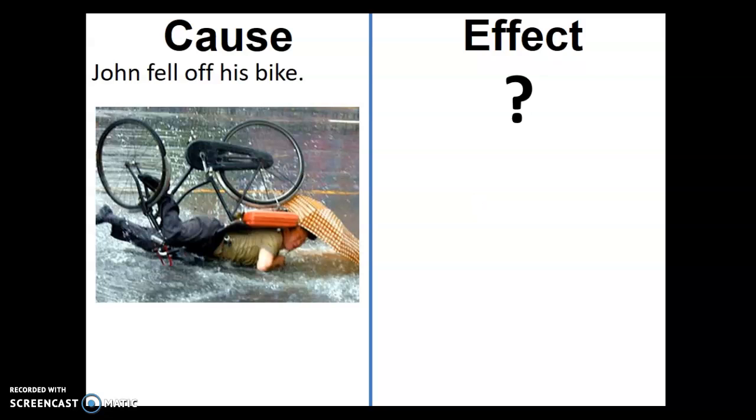Ooh, that looks like it hurts really bad. Cause. John fell off his bike. What could be the effect of him falling off of his bike? I think he got very injured, might have even broken an arm. Ooh, super painful.